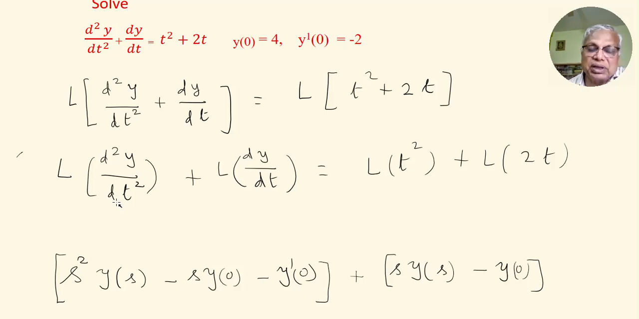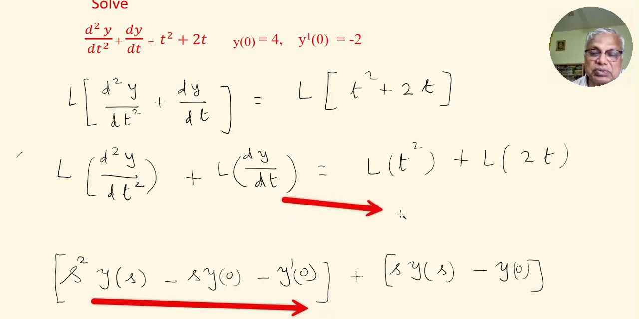You have to recall the Laplace transform of the nth derivative. So this is the second derivative. The Laplace transform of d square y by dt square is s square into Y of s minus s y(0) minus y dash 0. Recall the first part of the lecture on Laplace transform, where I had given the table of transforms, including the Laplace transform of the nth derivative. So this term is the Laplace transform of the second derivative: s square Y(s) minus s y(0) minus y dash 0.